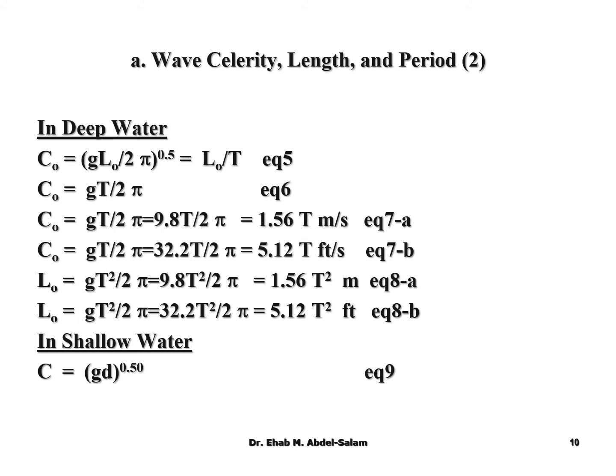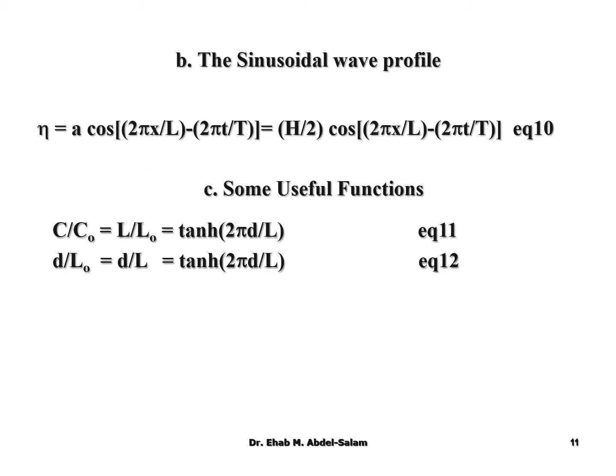In shallow water, C equals root of g d, under root 0.5.